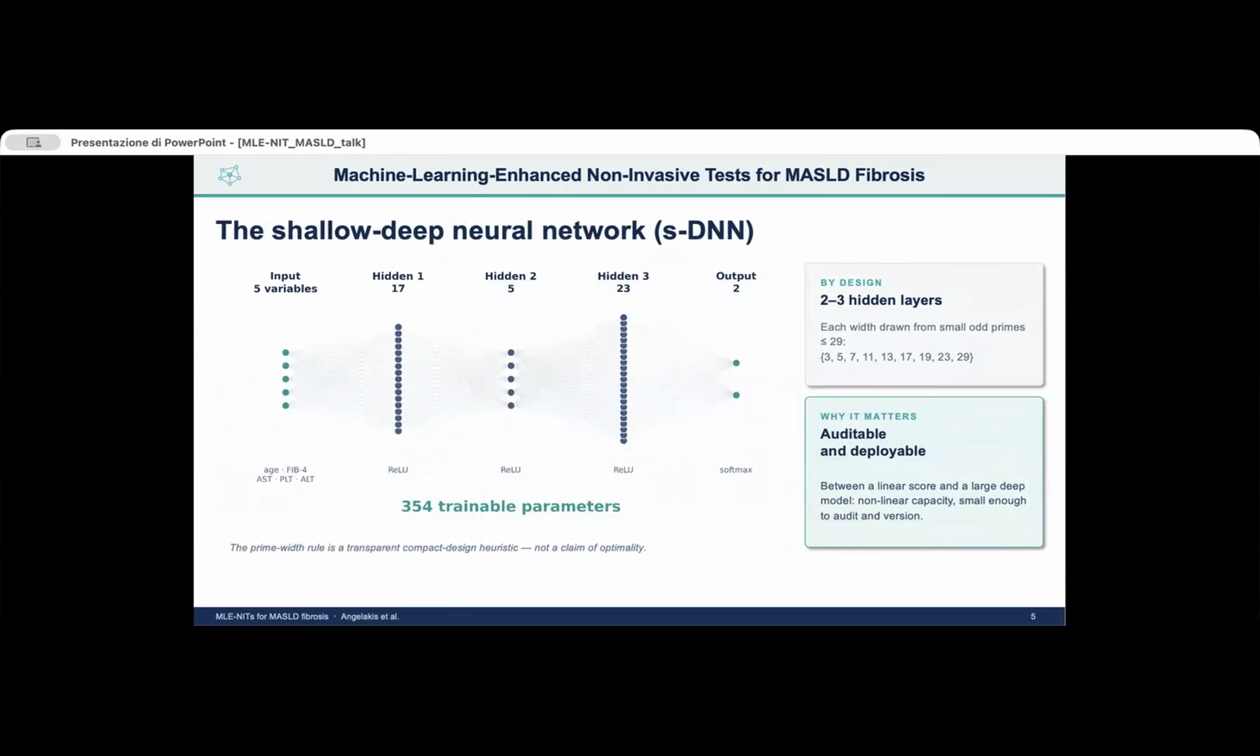To this aim, we used a few models, and among them, we developed a small deep neural network. It is a feed-forward neural network with 3 dense layers containing 7, 5, and 23 neurons. In total, only 354 trainable parameters. But it is large enough to learn a nonlinear relationship among the variables, and still small enough to be easy to audit, validate, and integrate into clinical workflows. One detail you may notice is that the layer widths are chosen from small odd prime numbers. This is simply a reproducible design heuristic for exploring compact architectures. We are not claiming prime numbers are mathematically optimal.